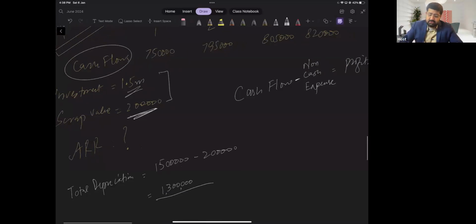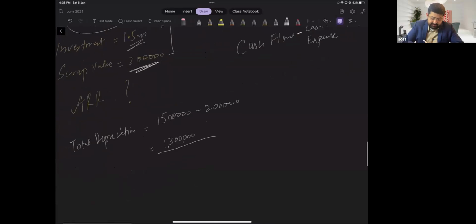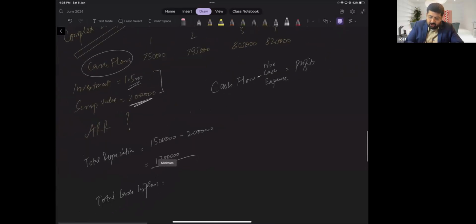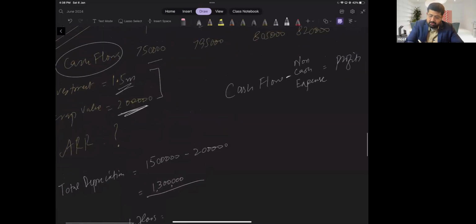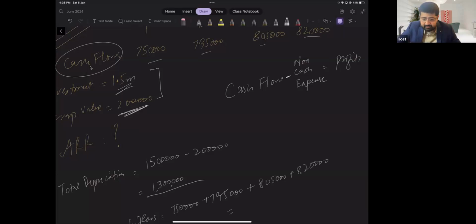This is the non-cash expense. So total cash flows, how many are they? Cash inflows. So sum of all these four, you will tell me. 1, 2, 3, 4. 750,000 plus 795,000 plus 805,000 plus 820,000. What is the total? $3,170,000. 3.17 million. Right.